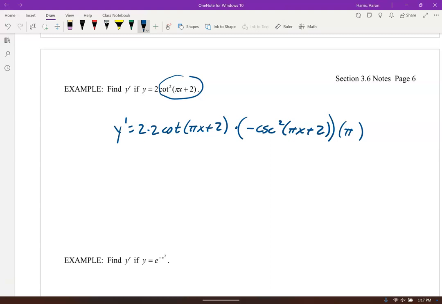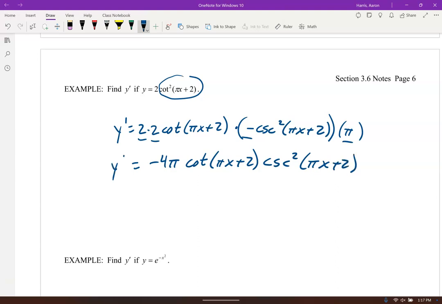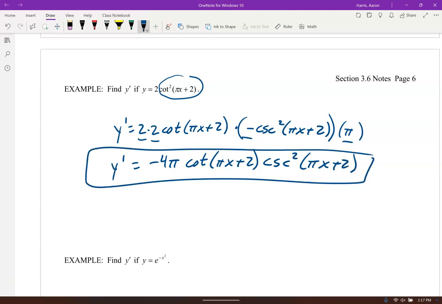Okay, and it looks like I got 2 times negative 1 times 2 out front. So I got negative 4 pi out front. And then I got this cotangent of pi x plus 2. And then I got cosecant squared of that pi x plus 2. And that would be my derivative there. And, you know, if you're thinking about sines and cosines, cotangent's cosine over sine, cosecant's 1 over sine squared. So it's not like anything really cleans up here, right? Even if you were to convert it.